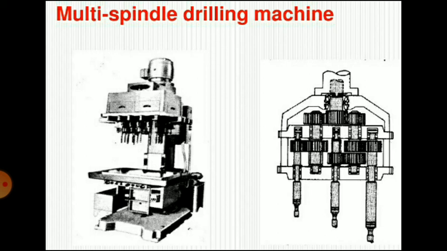So when you move the work head, or the drill head, or the spindle head in a downward direction, all the operations can be performed simultaneously, because feed is the same for all the spindles. You can put different speeds for the spindles.